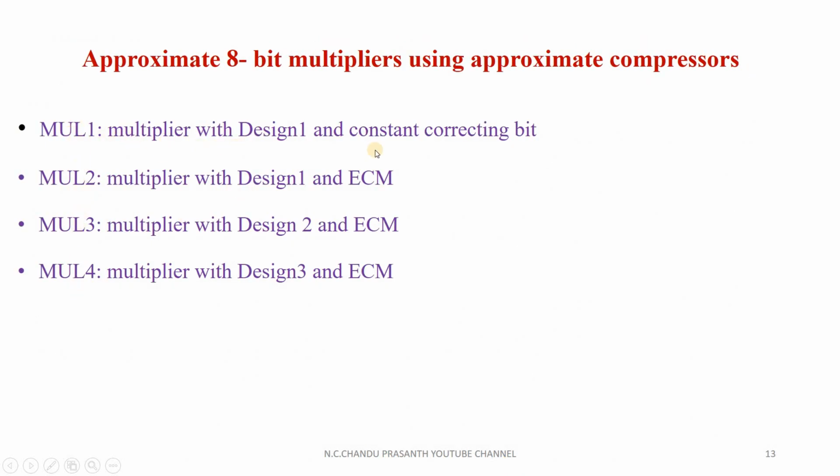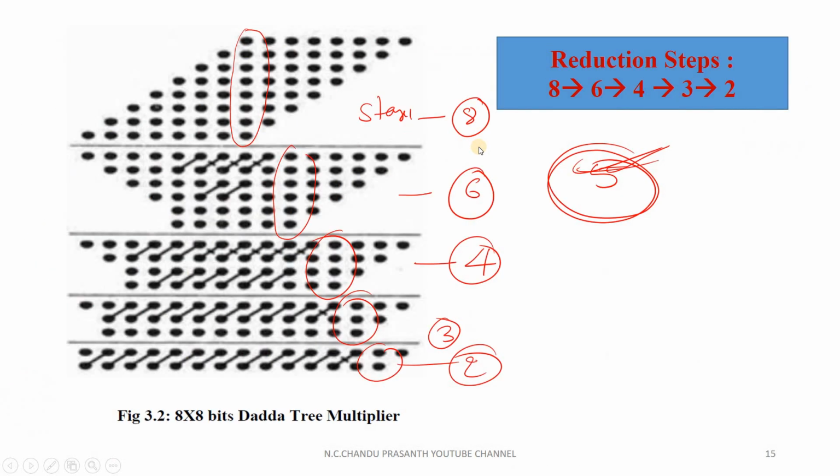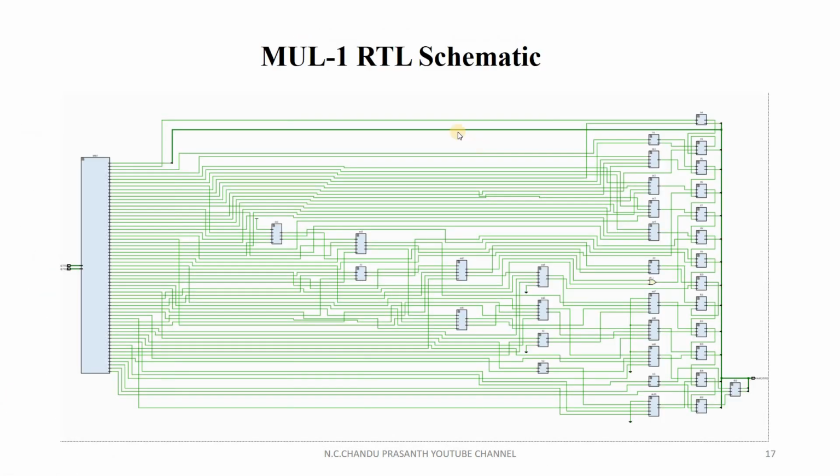Multiplier 1 means design 1 with no ECM. That means there is no error correcting module. Multiplier 2, 3, 4 have it. Let me show you the RTL schematics of those multipliers. This is the RTL schematic of multiplier 1. Multiplier 1 means approximate design 1.